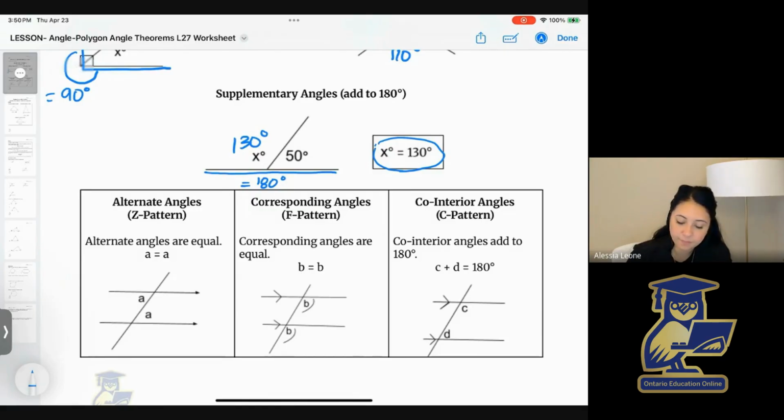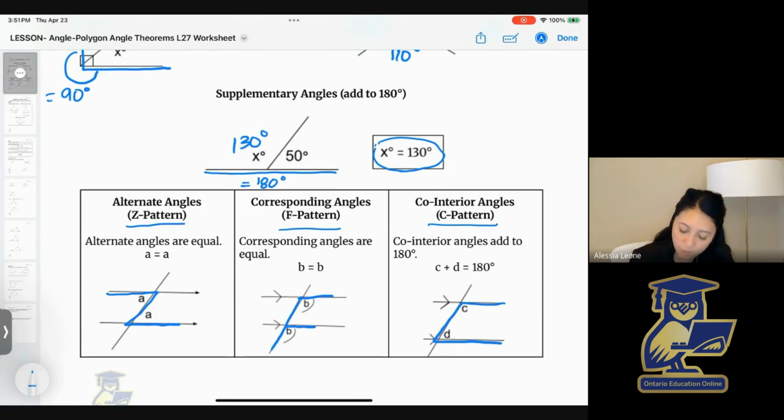Now, here are other patterns. We have a Z pattern, an F pattern, and a C pattern. This is our Z, our F, and our C. So here are our rules.